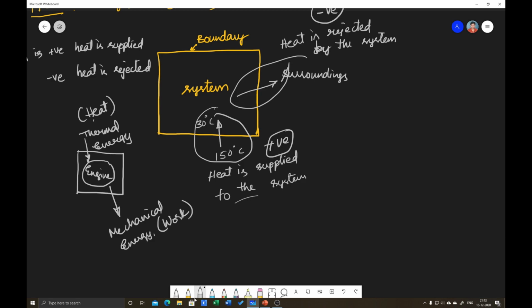That is why whenever heat is supplied to the system, it is taken as positive. This is the desired effect for us. And whenever heat is going out of the system, it means we are losing the heat, so that is negative. That is why heat supplied to the system is taken as positive. Heat rejected by the system is taken as negative.